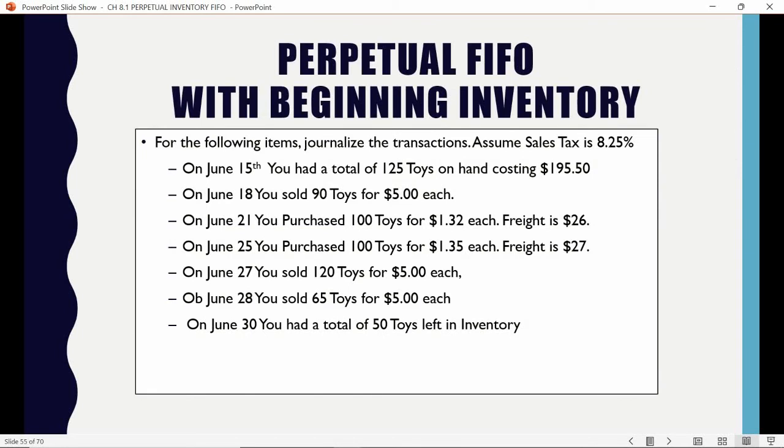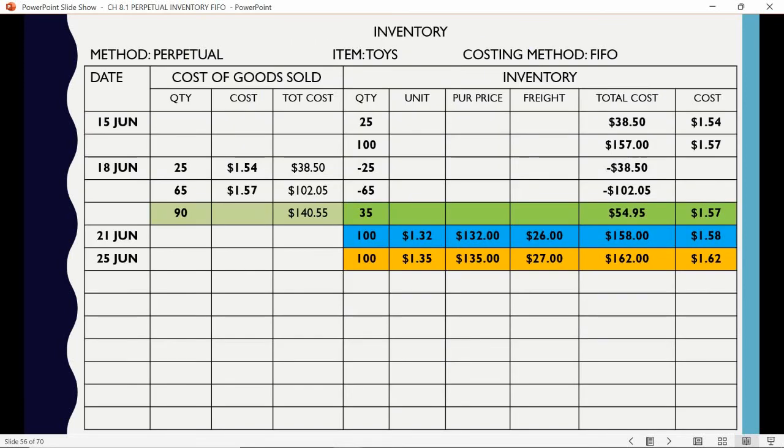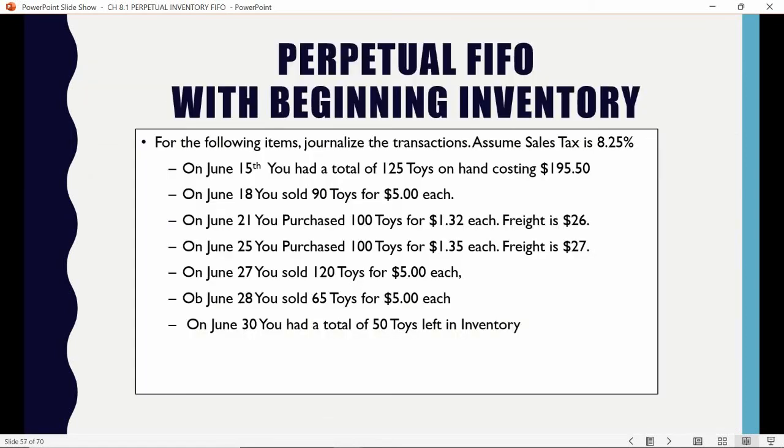And of course, I made another purchase on the 25th of another 100 toys at $1.35 with a freight of 27. So I'm just going to plug that in, and there you go. Now I still have 3 batches of inventory, and I still need to use the FIFO method. So in this case, my green batch came first, then my blue, then my orange.